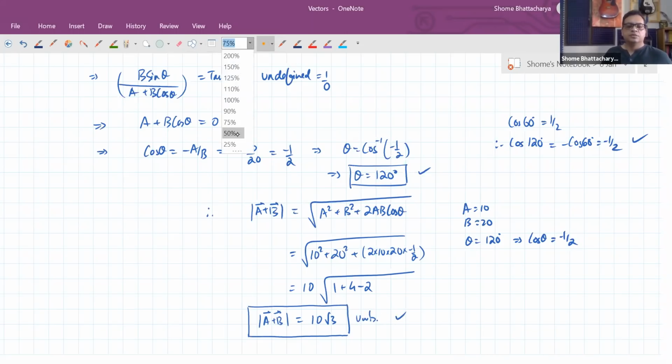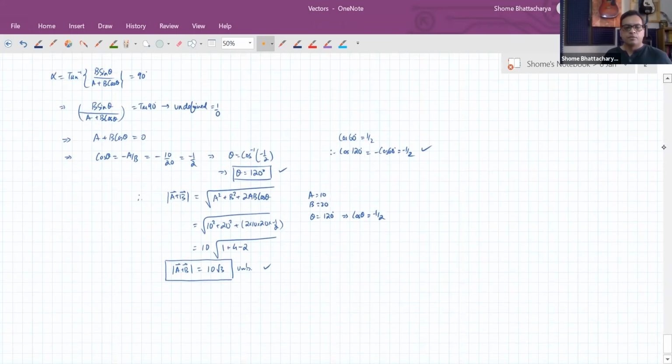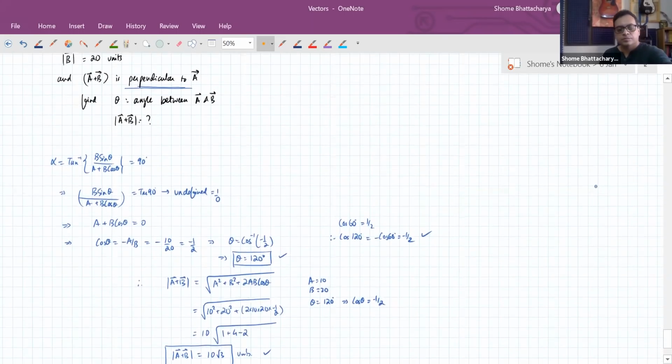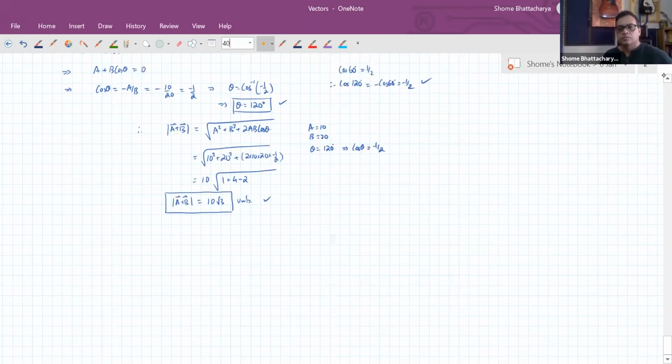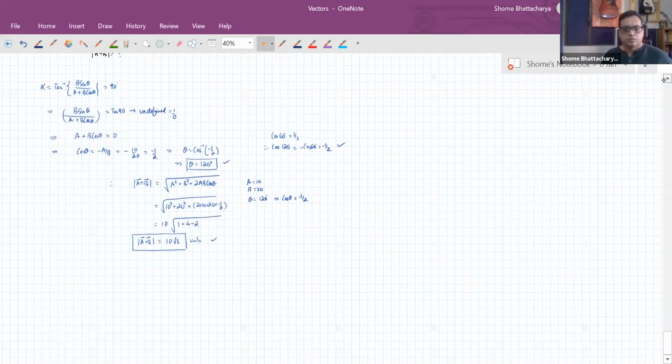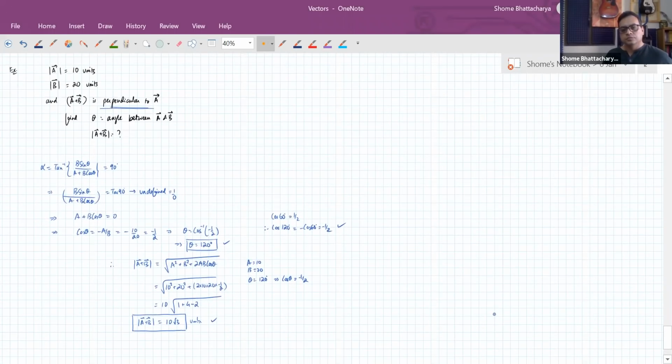So just take a look at the full solution once quickly. Then we'll also look at the geometrical interpretation of this.